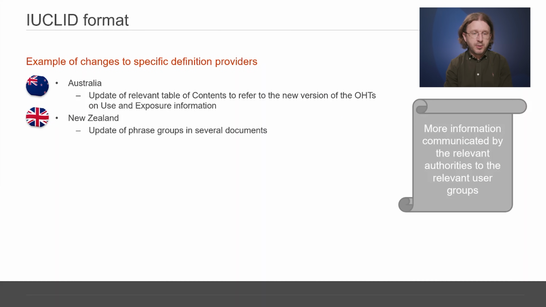Now let's dive a bit more into some specific changes, first done to specific definition providers. I wanted to highlight two here, one for Australia, where we updated the relevant table of contents to refer to the new versions of the OECD harmonized templates on use and exposure information. And I will come back a bit later on this in a couple of slides. And for New Zealand, where there was an update of several phrase groups in several documents.